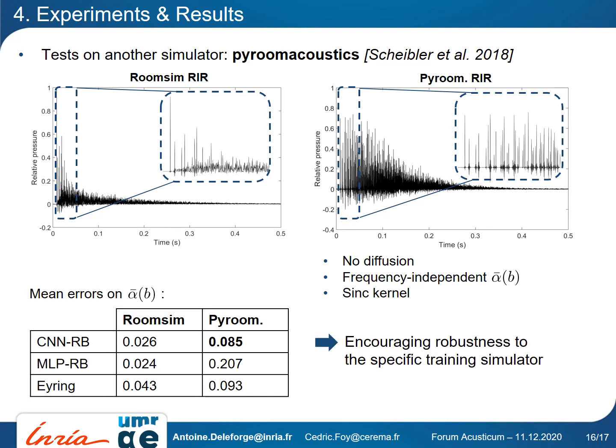The mean absolute errors made by the CNN significantly increased from 0.026 to 0.085, but they remain comparable to Eyring, which is quite encouraging. This robustness was not observed using the perceptron. This could be explained by the fact that the CNN uses a limited set of filters at the input, which prevents it from overfitting the specificities of the simulator.